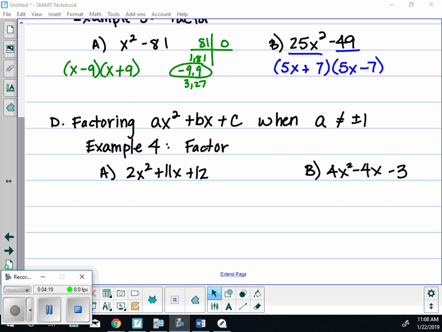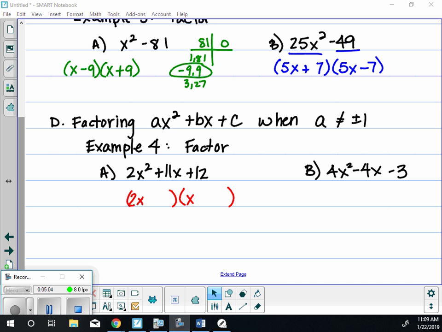Now, one option, don't write this down, okay? One option is to start like we did yesterday, putting in our parentheses, okay? But instead of having just an x squared, we have to have these first two things multiply to 2x squared. So one of them would have to be a 2 and one of them would have to be a 1. Okay? And we know that we'd need numbers that multiply to 12. So we could use 2 and 6 or 3 and 4 or 1 and 12.